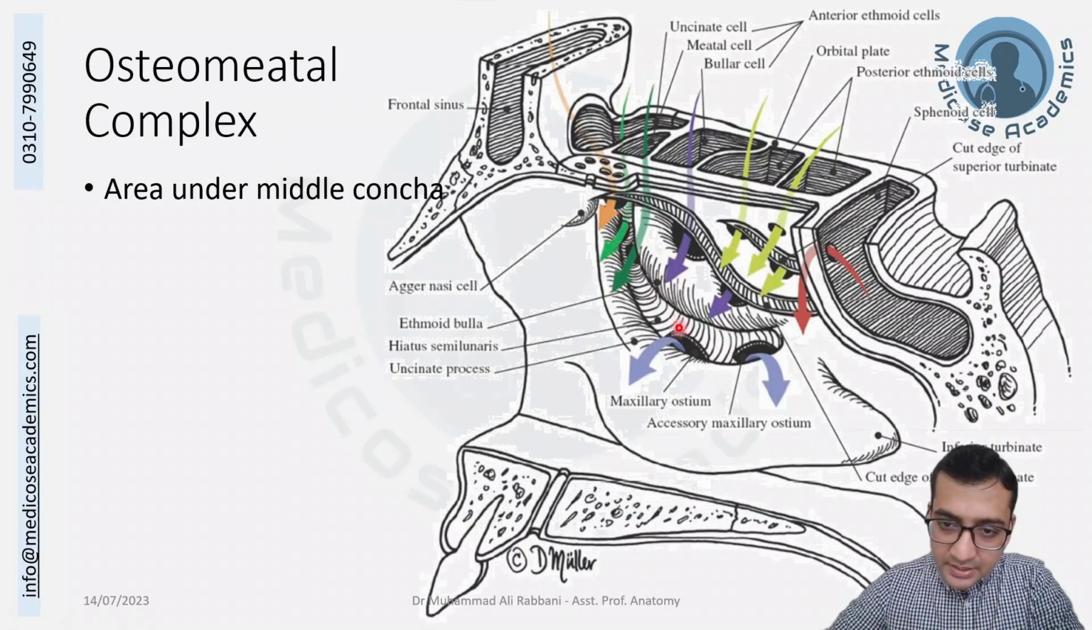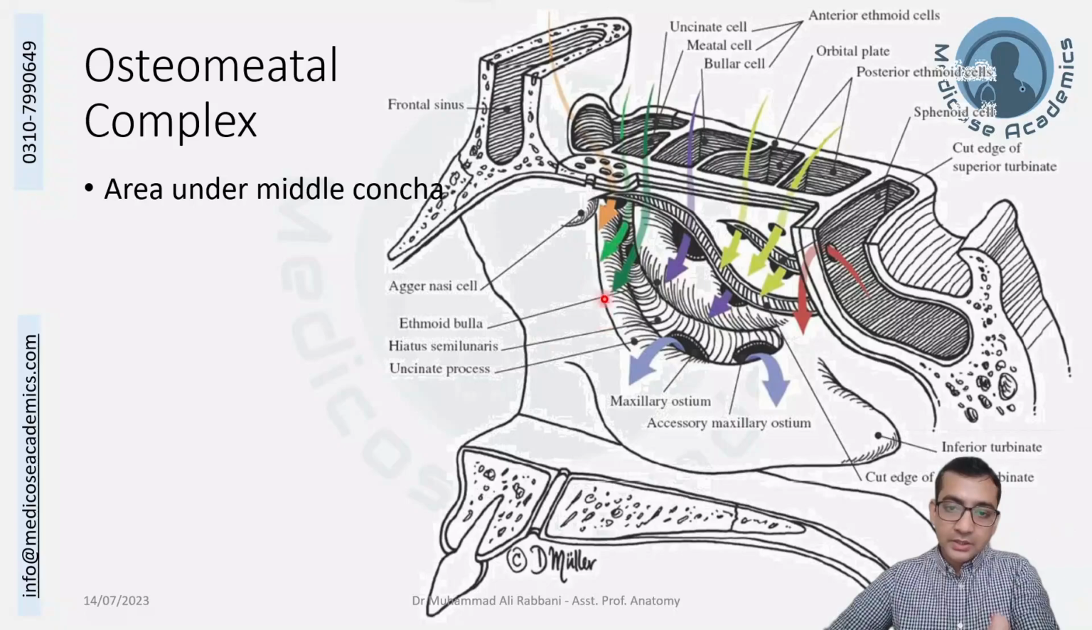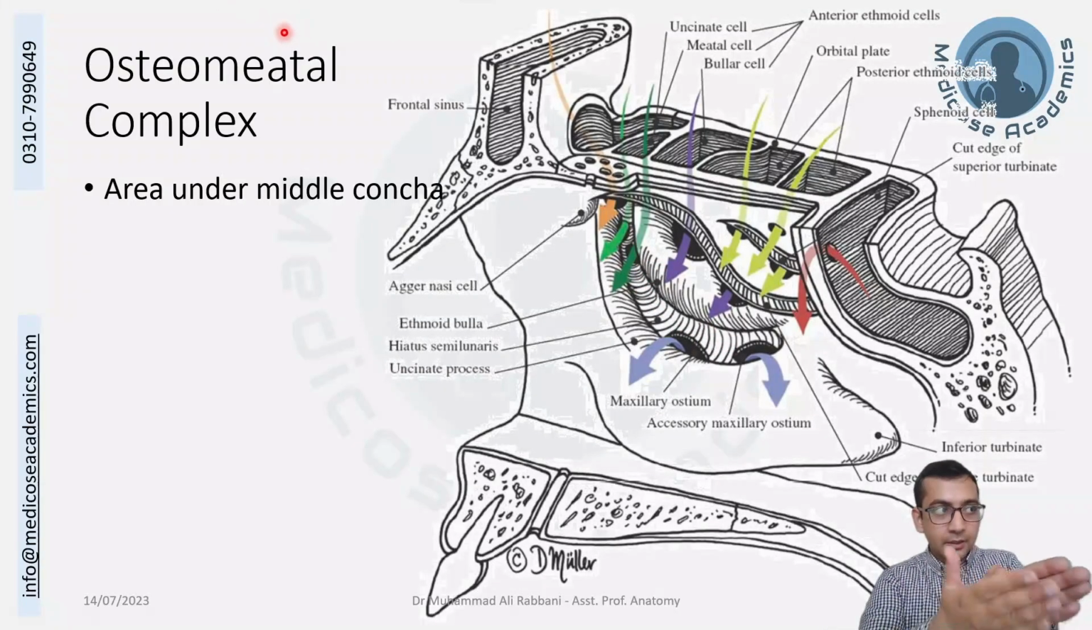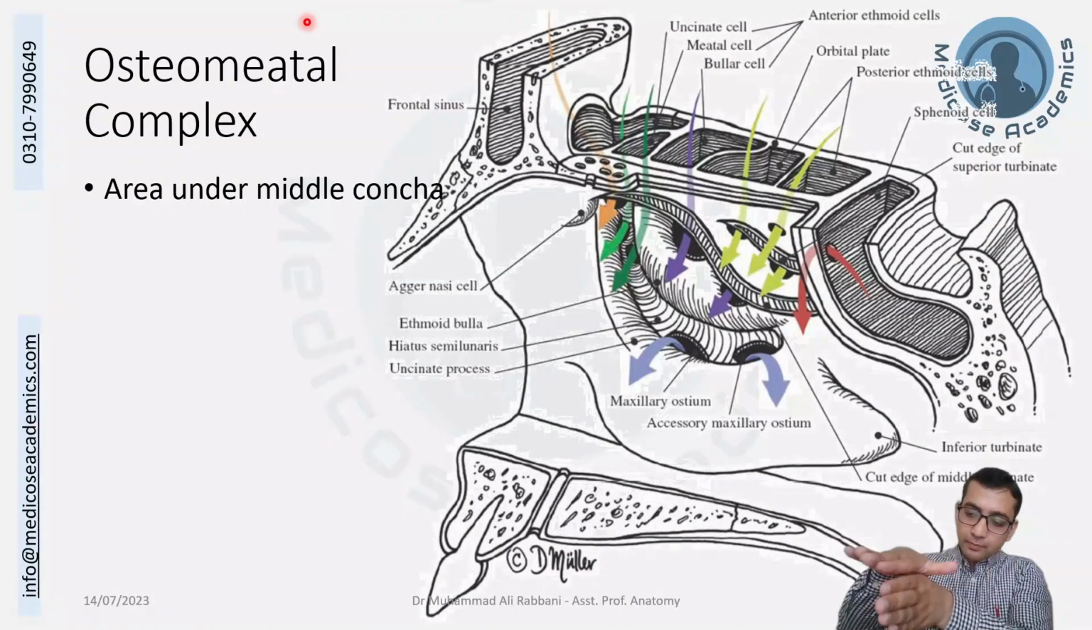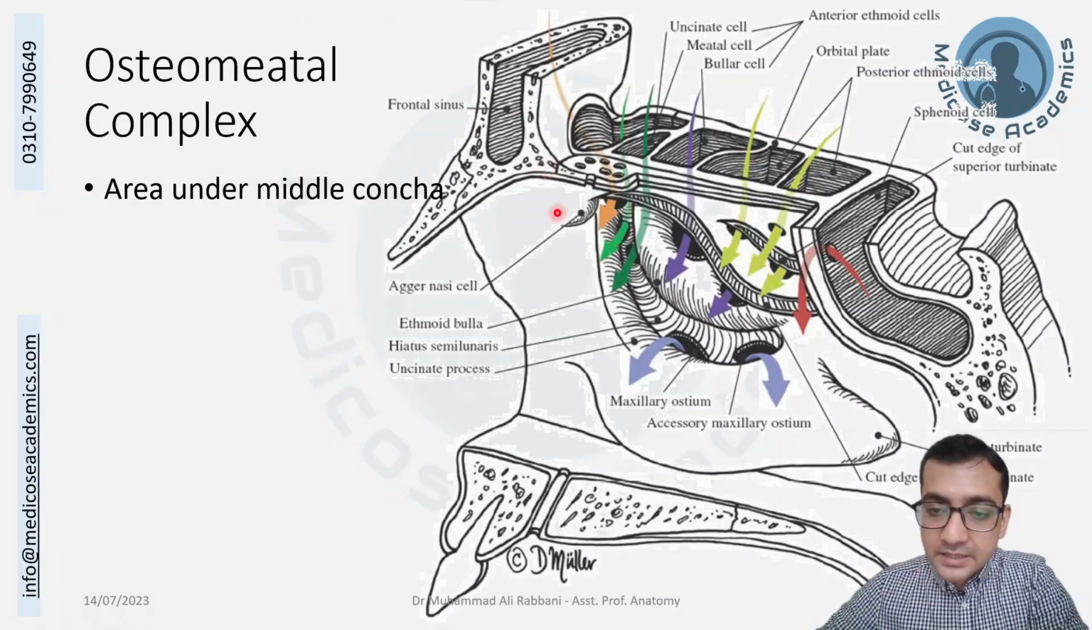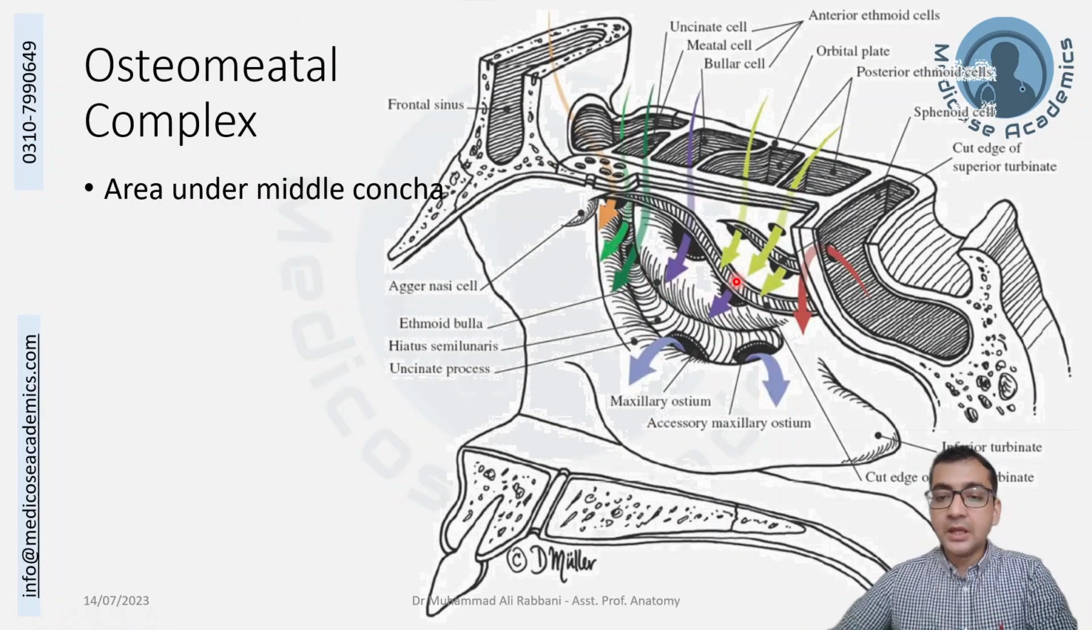This whole gutter-like space that is present between the uncinate process laterally and the orbital plate of the ethmoid bone medially, like here, is called the infundibulum. So here, this space where it was entering by the hiatus, and this gutter-like area which is present between the two bones, the ethmoid bone and the uncinate process, that is the infundibulum.